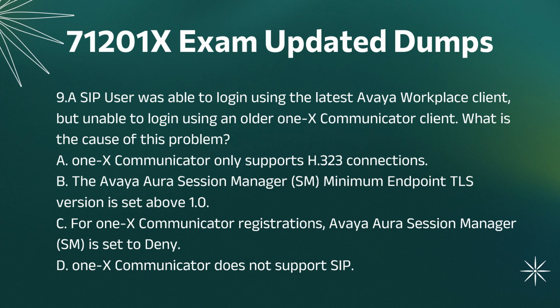9. A SIP user was able to log in using the latest Avaya Workplace client, but unable to log in using an older 1X Communicator client. What is the cause of this problem? A. 1X Communicator only supports H.323 connections. B. The Avaya Aura Session Manager, SM, minimum endpoint TLS version is set above 1.0. C. For 1X Communicator registrations, Avaya Aura Session Manager, SM, is set to deny. D. 1X Communicator does not support SIP.